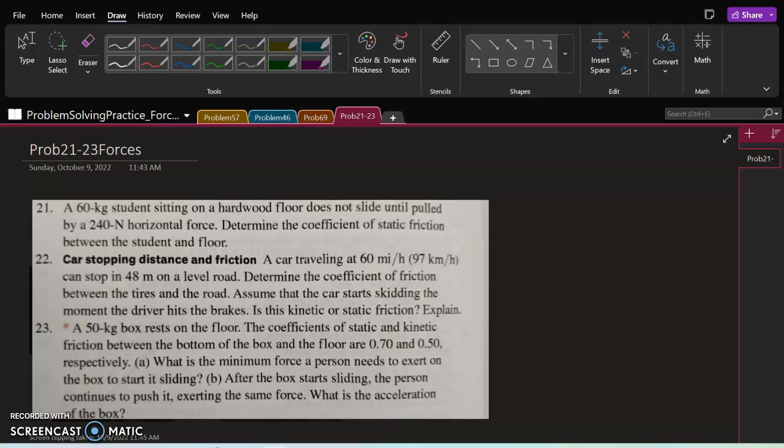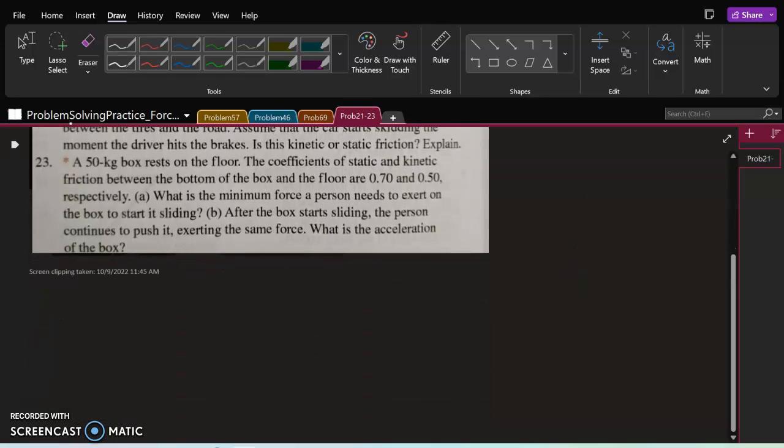Okay, here's a problem about friction. Let's try this one. We'll try number 21. A 60 kg student sitting on a hardwood floor does not slide until pulled by a 640 Newton horizontal force. Determine the coefficient of static friction between the student and the floor. As usual, we want to have a little drawing.